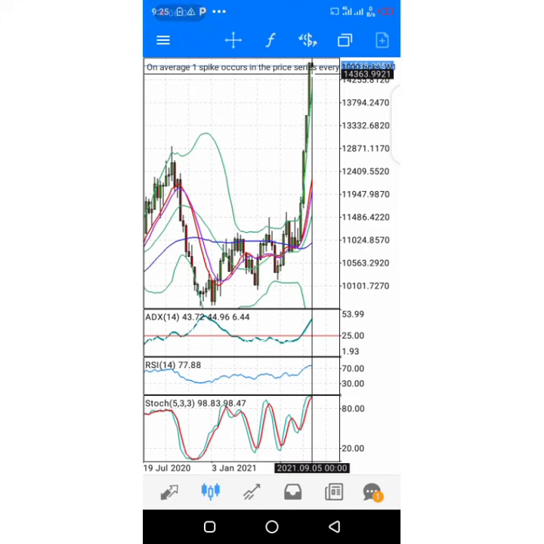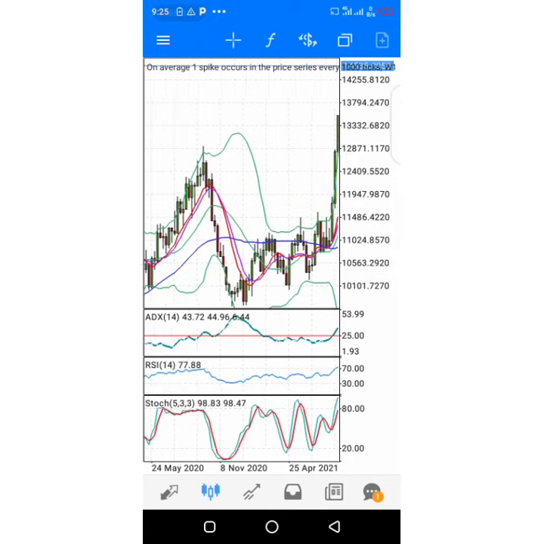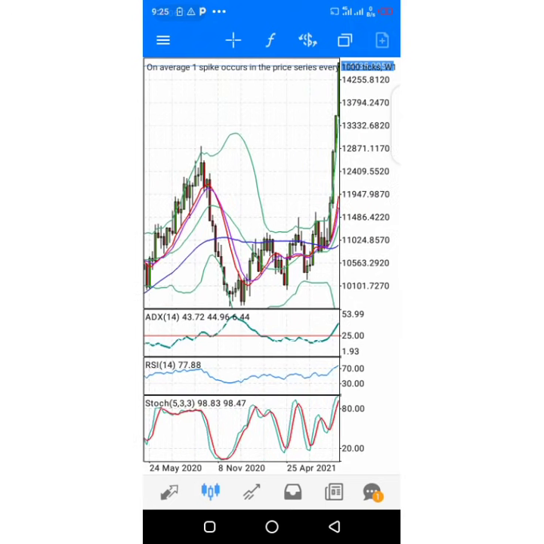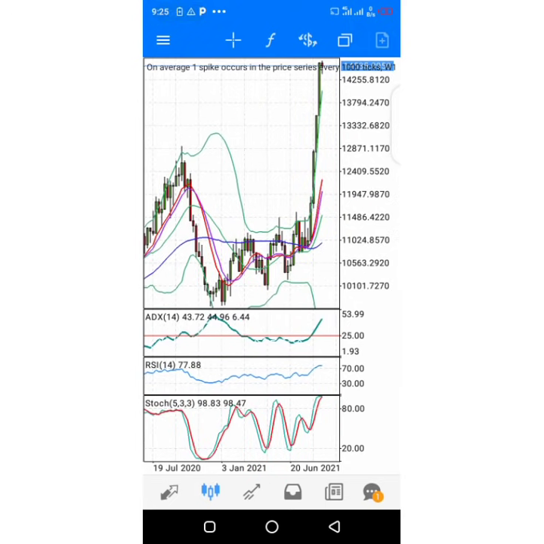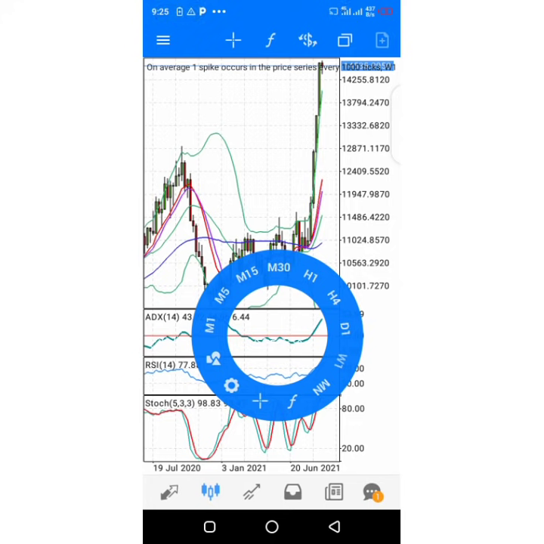We should be expecting the sellers to take possession of the market at this very spot. So now, from our analysis and what we have seen, we should be expecting that this week would be sell week.